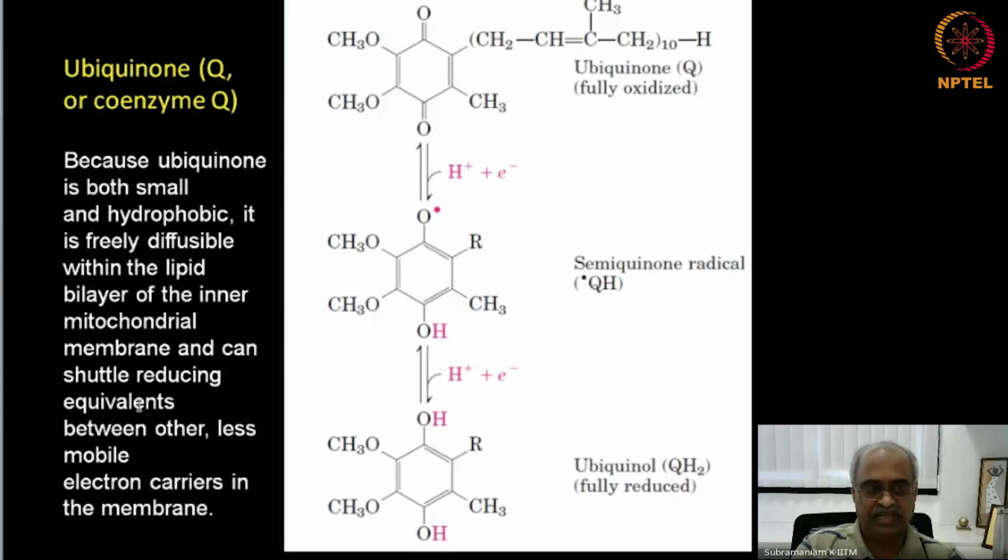Reducing equivalents means the electrons, between less mobile electron carriers. I told you these are multi-protein complexes, meaning multiple polypeptide chains in one protein complex, and they are less mobile, at least. I may not say immobile, considering the fluidity of the biological membrane. So they are less mobile electron carriers and are not going to transport electrons from one to the other. Usually ubiquinone is the one that does that job.